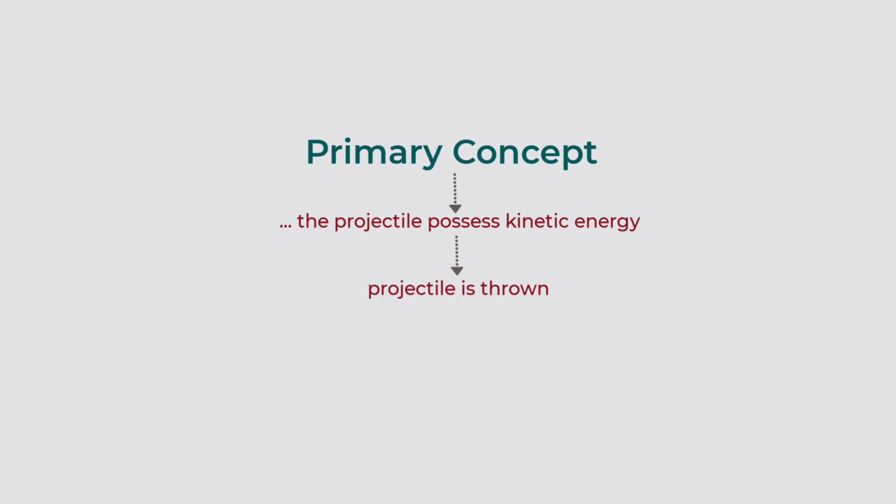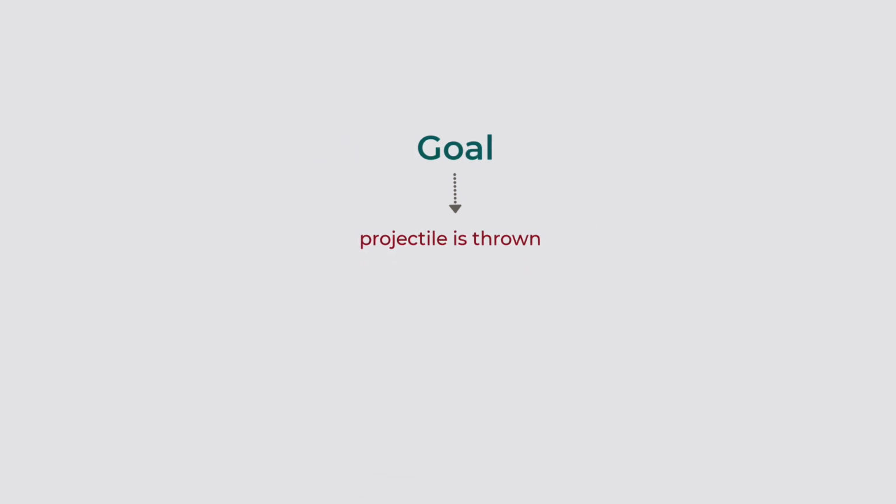Let's borrow one from the primary concept. The last sentence of the primary concept implies the main goal. The projectile possesses kinetic energy, or, in simpler terms, the projectile is thrown. We can choose this as our goal, so our goal is for the projectile to be thrown.